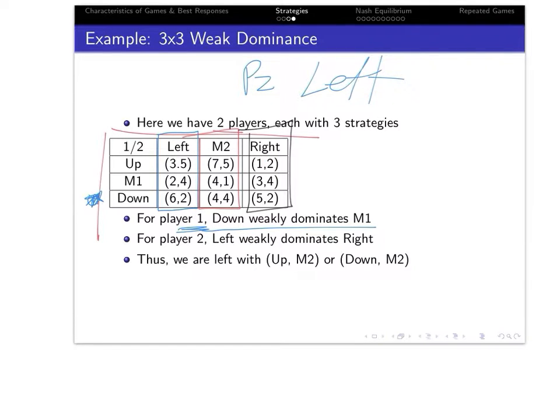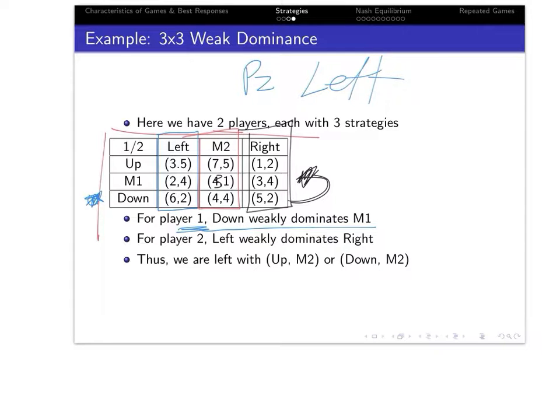So what's the idea? The idea is that down weakly dominates M1. Why? Because 6 is better than 2, 4 is as good as 4, and 5 is better than 3. Down does not weakly or strictly dominate up, because here we can see that 7 is in fact better than 4. So we can only say that down weakly dominates M1 for player 1. If instead this was a 3, then it would strictly dominate M1.